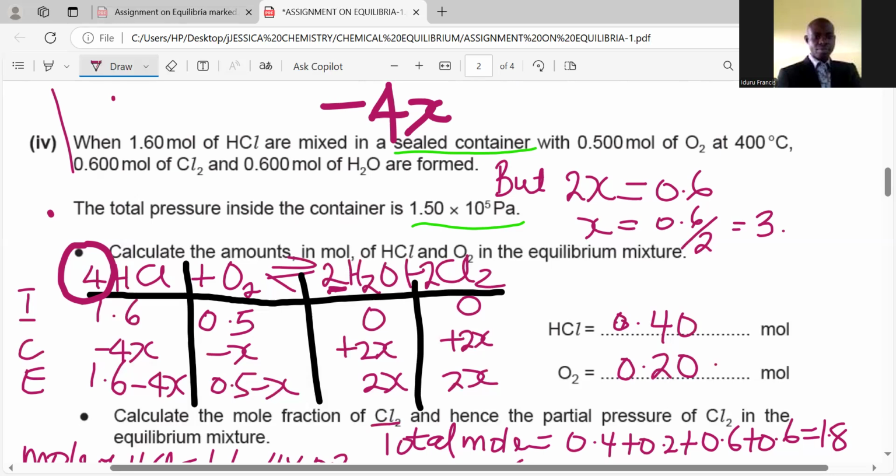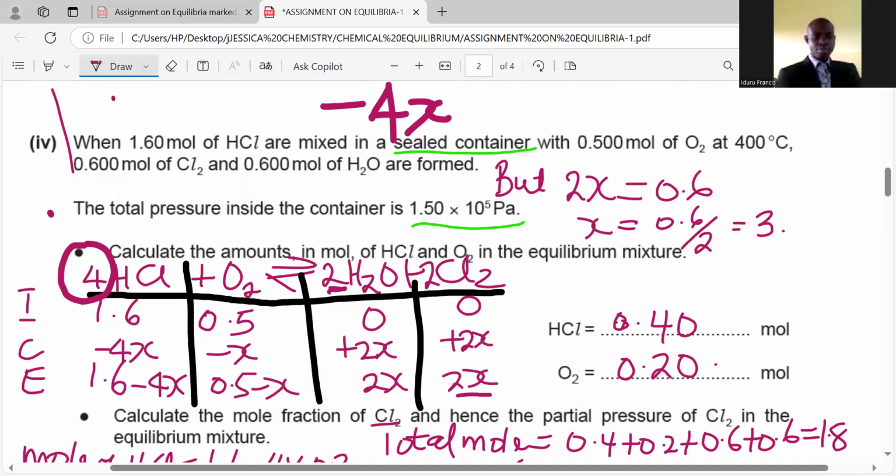Then equilibrium mole or equilibrium concentration, as the case may be. Here we are talking about mole, so it will be equilibrium mole, not equilibrium concentration. When you handle an aqueous reaction, you will convert your mole to concentration, but now we are talking about gases, so we talk about equilibrium mole. So here you simply add together. 0 plus 2x, we have 2x, and 0 plus 2x, we have 2x. For oxygen, that will be 0.5 minus x, and for HCl, we have 1.6 minus 4x.